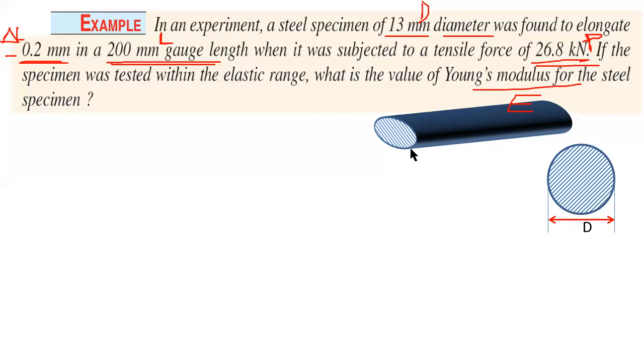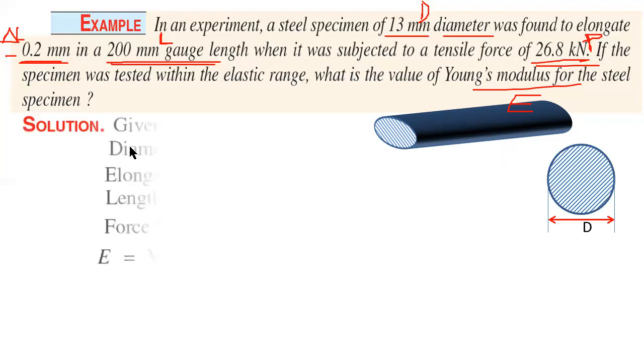The length of this rod equal to 200. The original length of the rod is 200. After loading, the elongation delta L equal to 0.2, and the load acting on this rod is P equal to 26.8 kilonewtons. By using these values, you have to find the value of Young's modulus for this specimen.